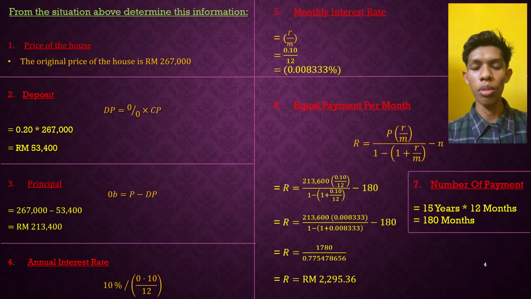15 tahun darab dengan 12 bulan akan dapat 180 bulan.